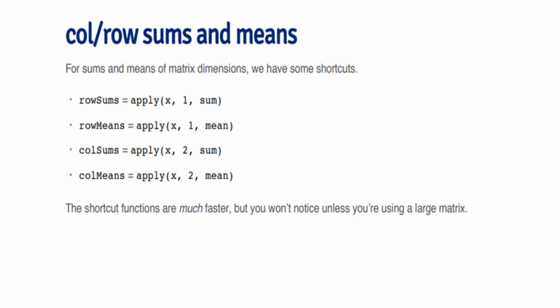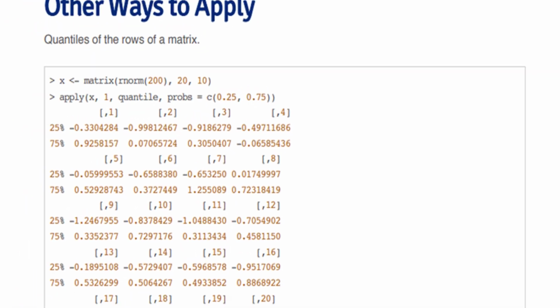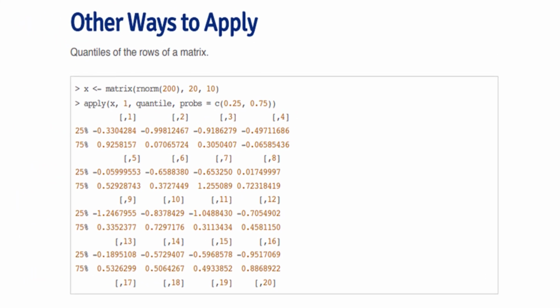So if you want to calculate the sum or the mean of the column or a row of a matrix, use those functions instead. Now you can use the apply function to apply other types of functions. For example, suppose you have a matrix. Here I've again generated a matrix of random normal variables that's 20 rows by 10 columns. And suppose I want to go through each row of the matrix and calculate the 25th and the 75th percentile of that row. So I can apply on X.